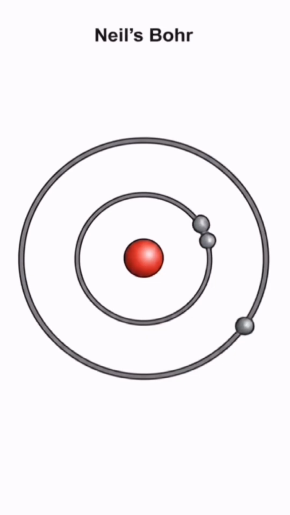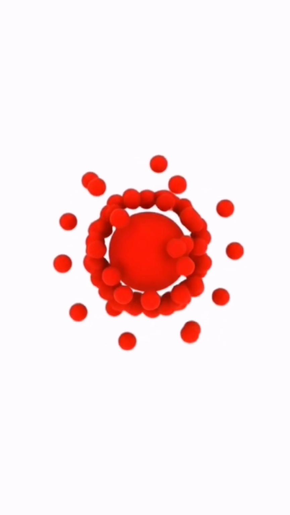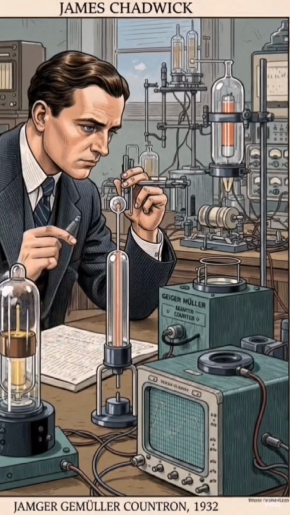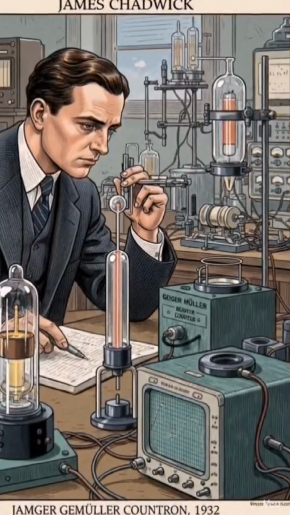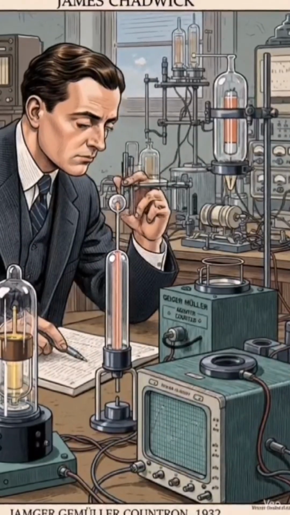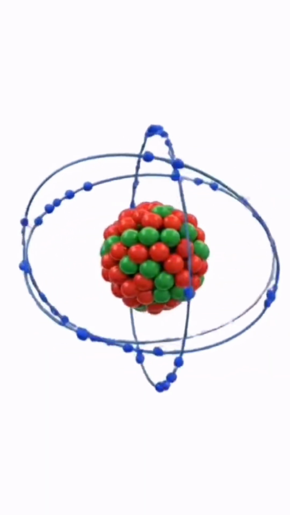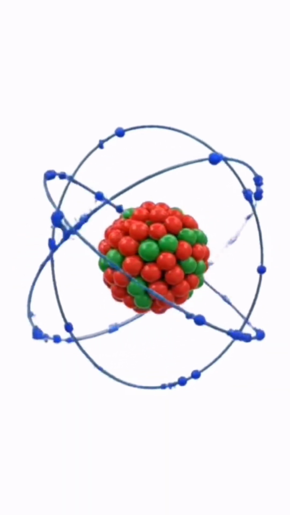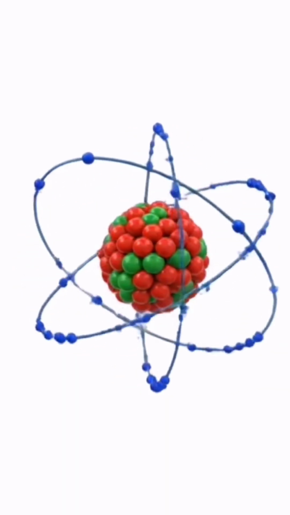Niels Bohr later adapted this nuclear model by suggesting that electrons orbit the nucleus in fixed energy levels, known as shells. His calculations matched experimental observations. Further experiments revealed that the positive charge in the nucleus is made up of smaller particles called protons. Then, in 1932, James Chadwick discovered the neutron, a particle with mass but no electrical charge. These discoveries led to the modern atomic model, which is still used today.